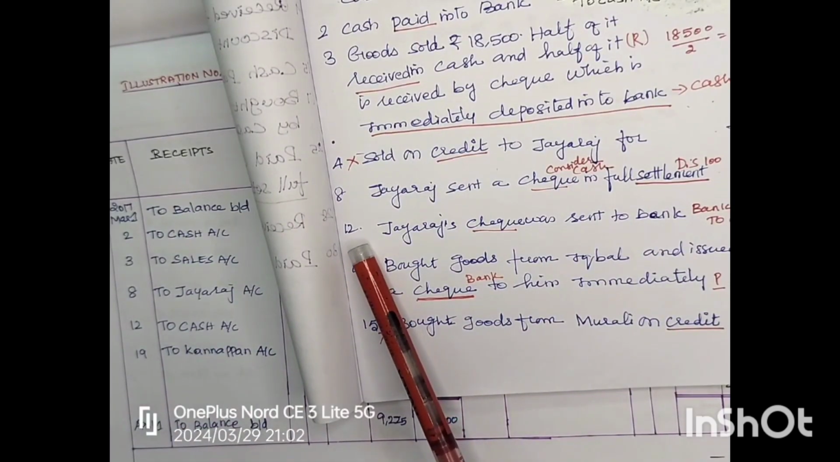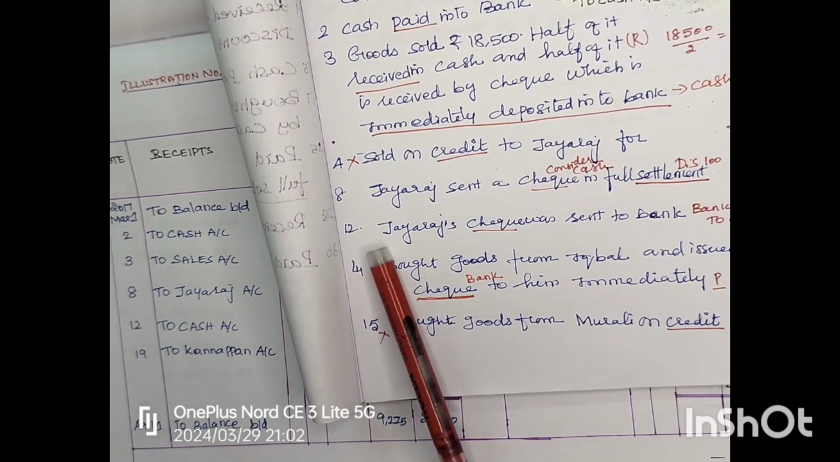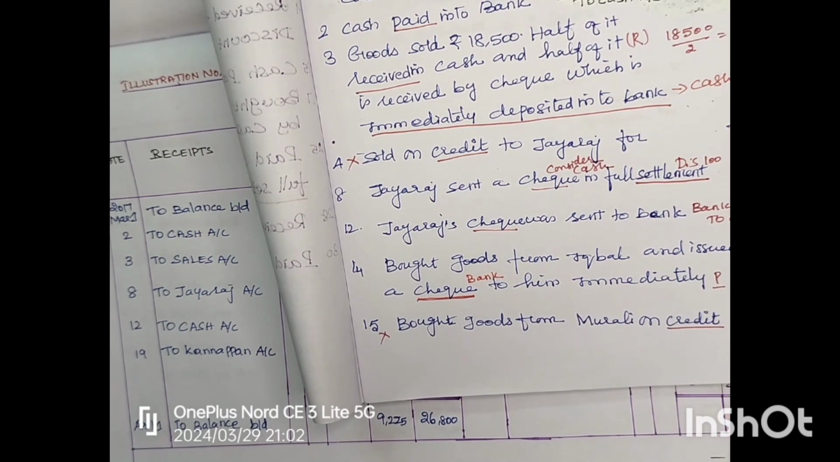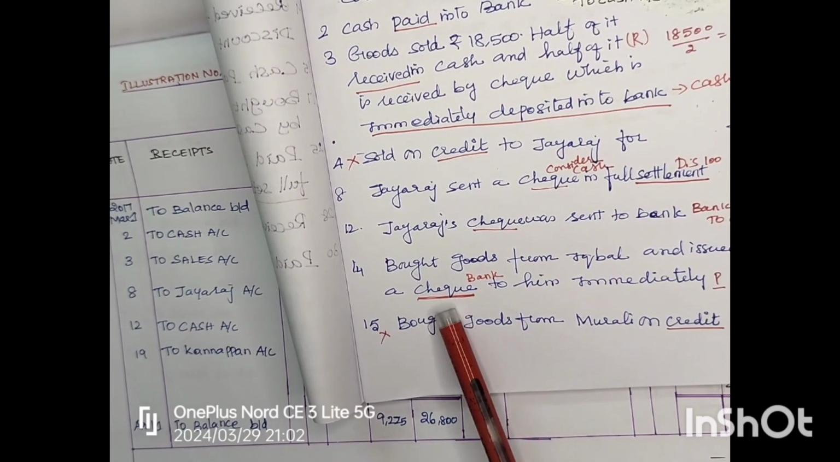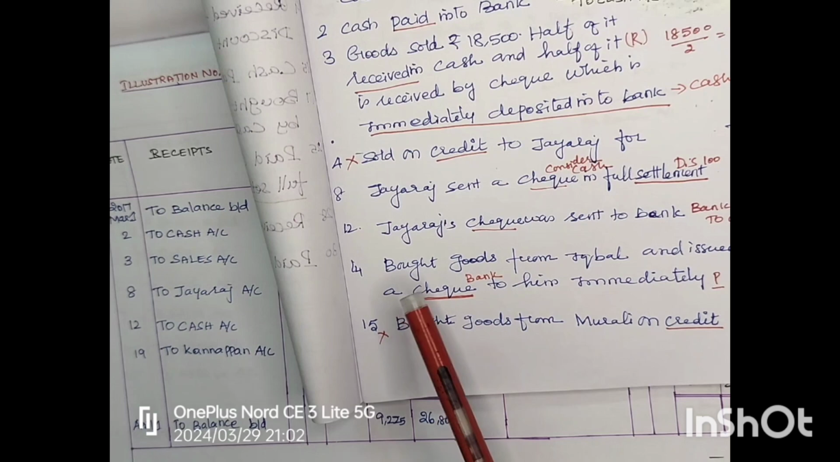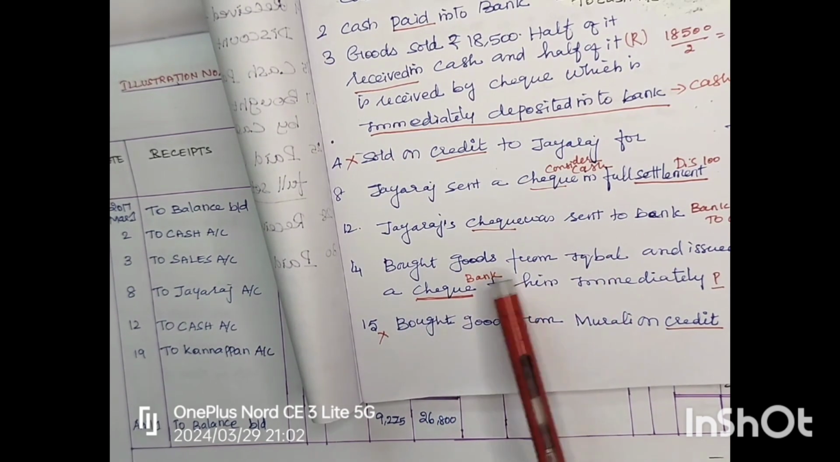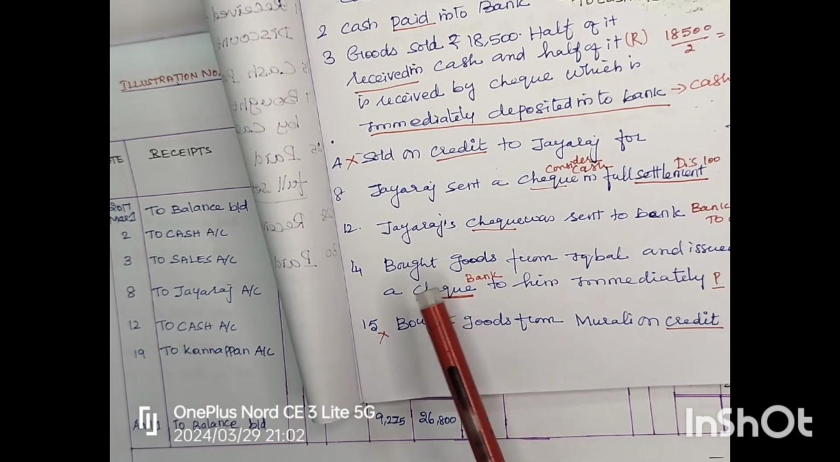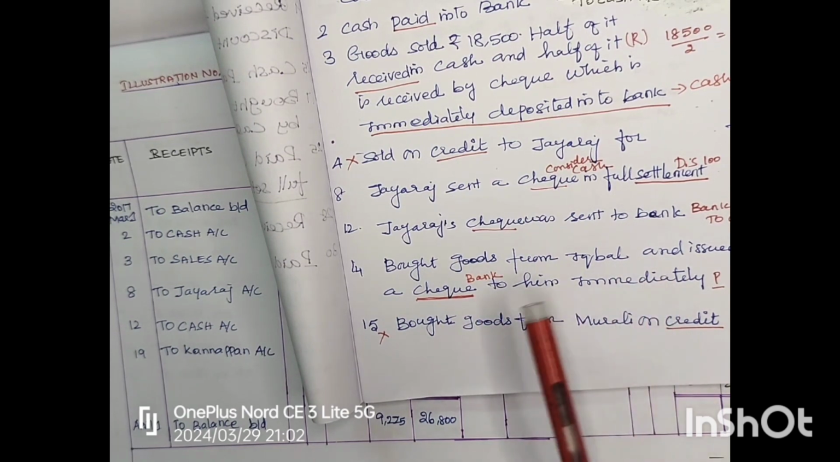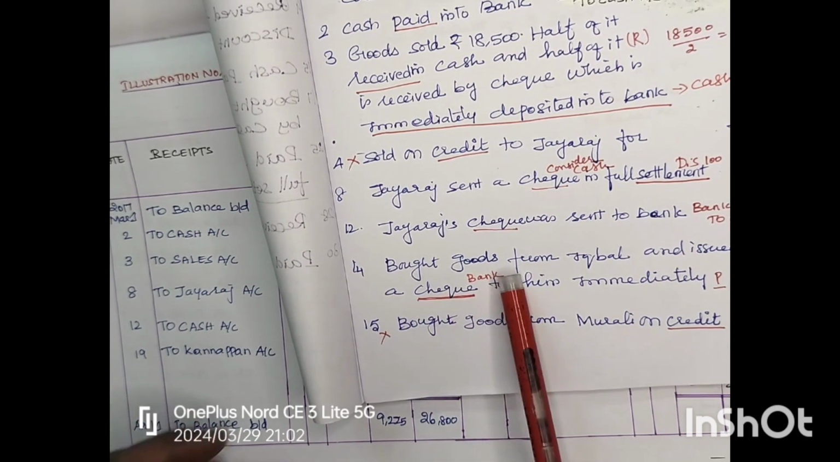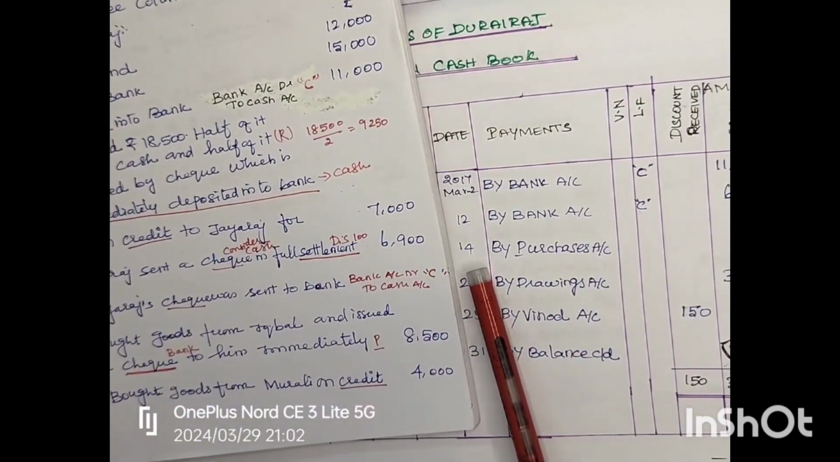Then let's go to the next transaction. March 14: bought goods from Iqbal and issued a check to him immediately, 8,500 rupees. So how did you buy goods? Through check. Whenever you make payment through check, you consider that check as the bank. Listen carefully. You made purchases through check, so you paid by check. That check is called bank. You treated that check as the bank. Bought goods means purchases, which is an expense, so the expense will be debited. So dated on 14, by purchases account.